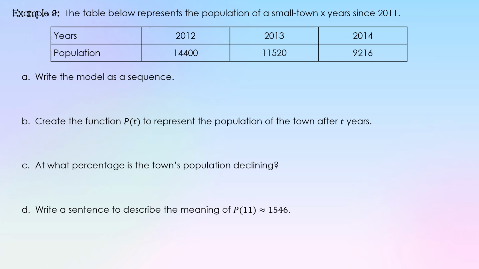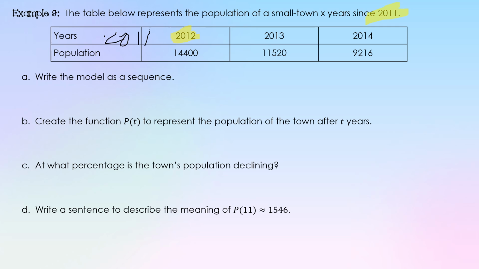Okay, this one we're looking at a table. It says the table below represents the population of a small town x years from 2011. So very important that you see that this starts in 2011, but our table starts in 2012. We are going to need to find the initial population. So that's one of the things that we're going to have to do in just a minute. So I'm just going to go ahead and add 2011 to the table. I'm sorry, my pen is not working very well. It's quite messy. I don't know why it's looking the way it is.